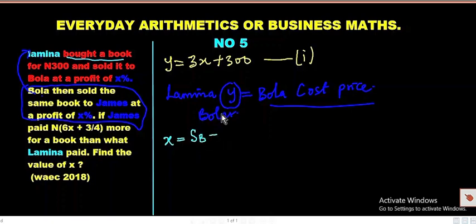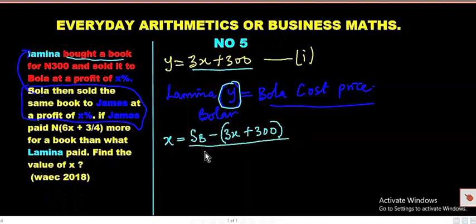Minus Bola's cost price. What is Bola's cost price? Remember, Bola's cost price is equal to y because he bought from Lamina. And what is y? y is given as 3x plus 300. So instead of writing Bola's cost price here, I'm going to write 3x plus 300. Please, you must be very careful to cover this in brackets. If you do not cover it in brackets, this minus can only affect 3x and it will not affect 300. But covering it in brackets, it means the minus is going to affect all of them. All divide by what? Cost price, and cost price is the same thing as 3x plus 300. This is cost price. Now, this is my equation 2.